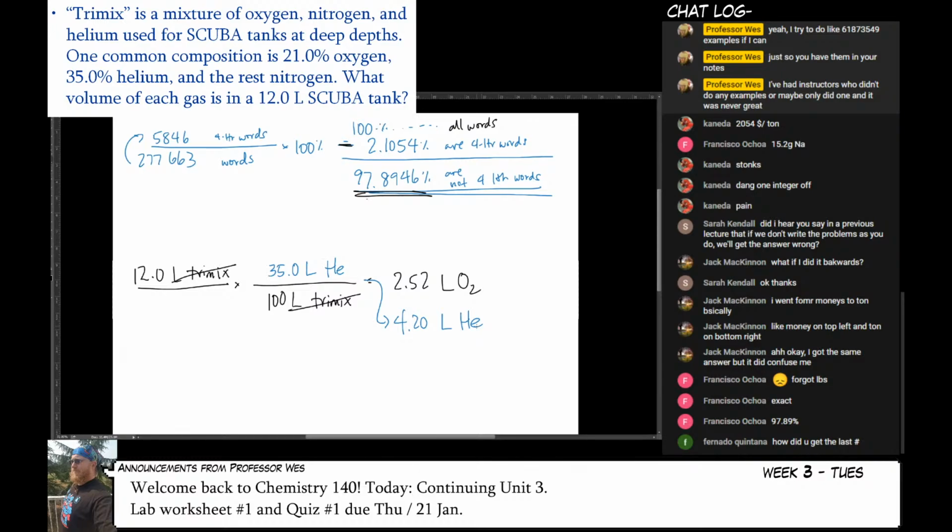And then the rest is nitrogen. So what I could do is say, okay, well, 21 plus 35 is 56%. So the remainder must be 44%. And do it that way. So we get rid of this and say, okay, if it's 44% helium, or I'm sorry, 44% nitrogen, then this must be true. And I get this.